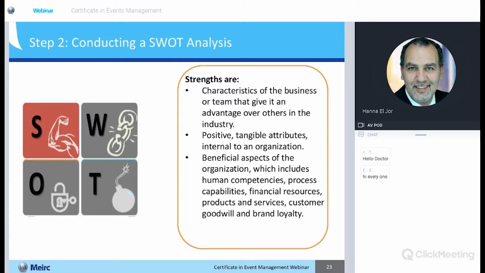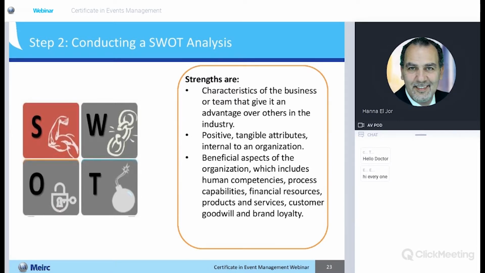Usually when we talk about S and W, also some misunderstanding or mistakes occur here when we are doing the SWOT analysis, and I would like you to be aware of this. The mistake or the confusion will happen between what is an S and what is an O, or what is a W, weakness, and what is a T, a threat.